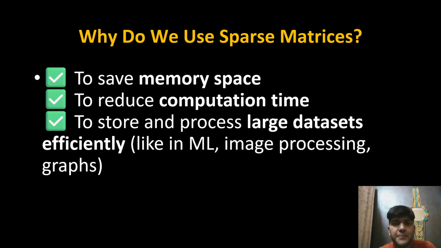So, why are sparse matrices important? They save memory space by not storing zero values. They reduce computation time, especially in operations like matrix multiplication. They allow us to efficiently handle large data sets, which are common in machine learning, image processing, and graph algorithms.